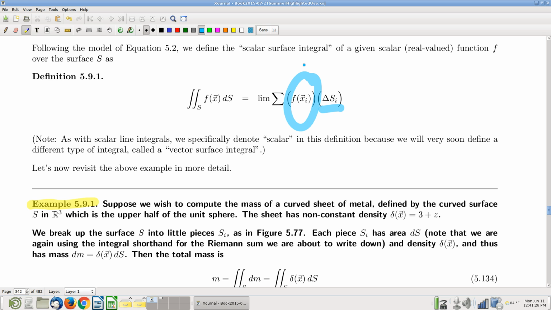Or, hey, maybe this surface is just covered with ants, right? And I know ant population density, number of ants per unit area. And I want to compute the grand total number of ants. Well, okay, so ants per unit area times area gives you ants on each little piece, and you add up all the ants on all the pieces.